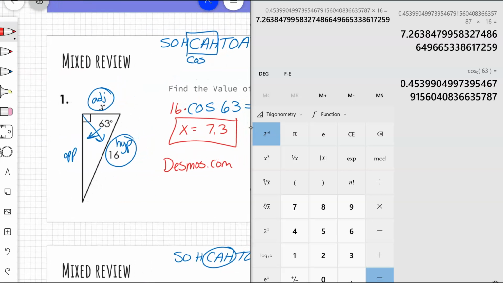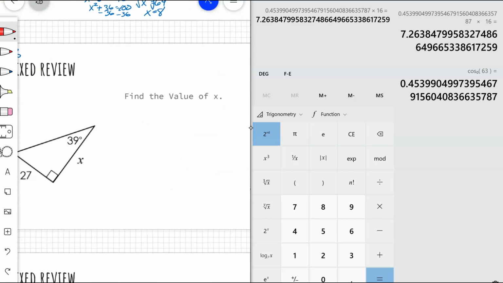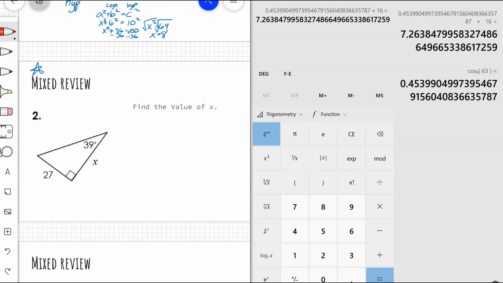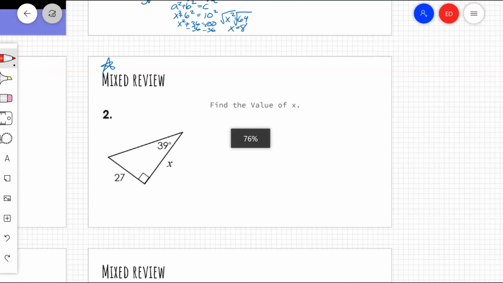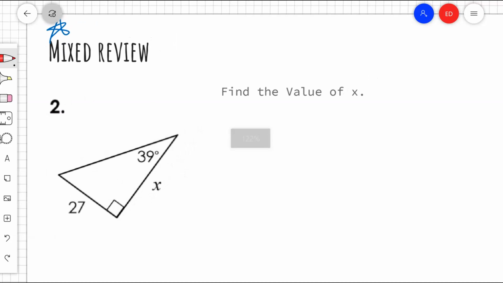All right. So looking at number 2, I want to see this larger. There we go. We're going to go ahead and solve for x. X is a side length. In respect to 39, it's going to be adjacent. And 27 is opposite. And we don't care about the hypotenuse this time. So this time, we need opposite and adjacent. So that's going to be tangent. So tangent 39 equals opposite 27 divided by x.